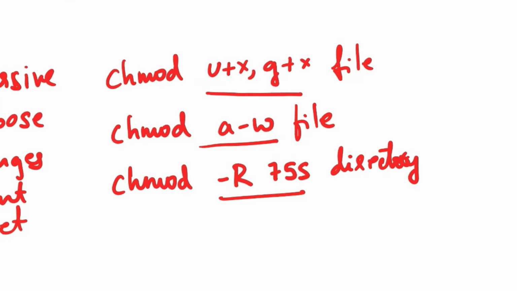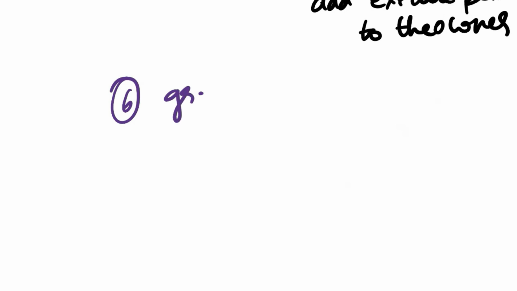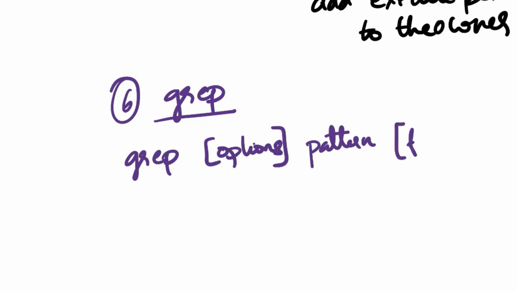Let's go to the next question. What is the purpose of the grep command and how would you use it to search for a specific string in a file? So the grep command is a powerful text search tool in Linux and Unix-like operating systems. It is used to search for specific patterns, strings, or regular expressions within text files or the output of other commands. The basic syntax of the grep command is grep options pattern and then file.